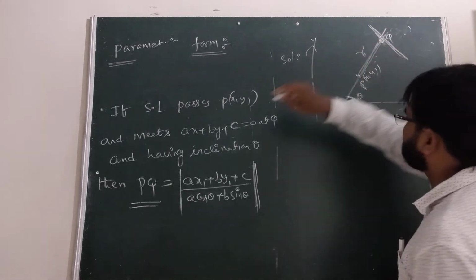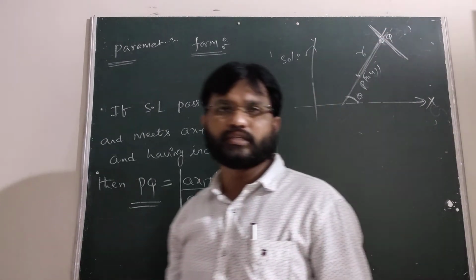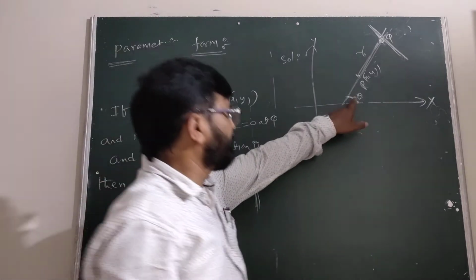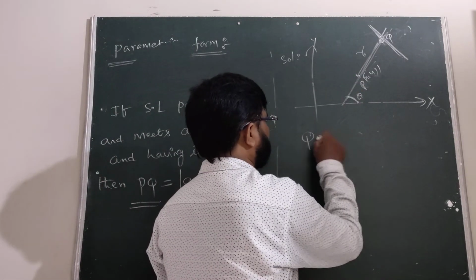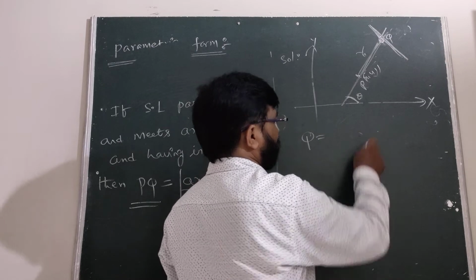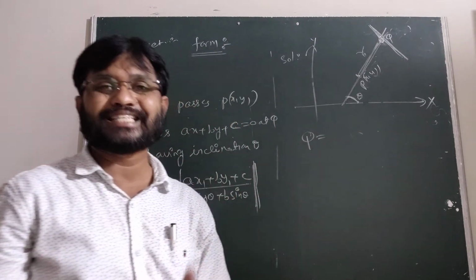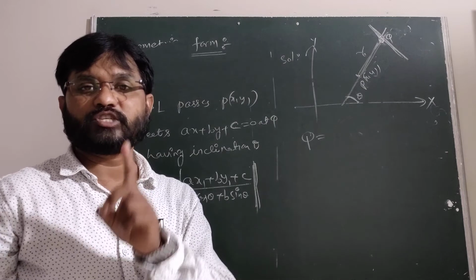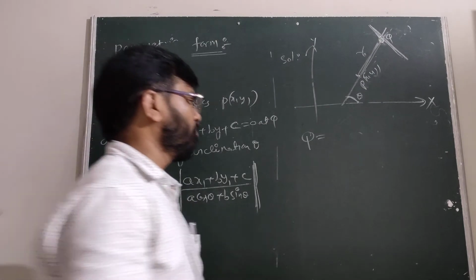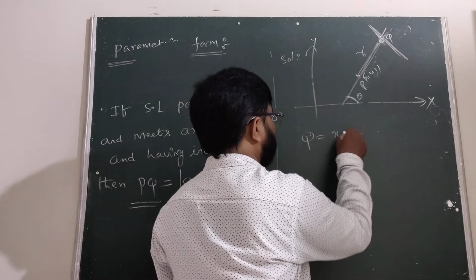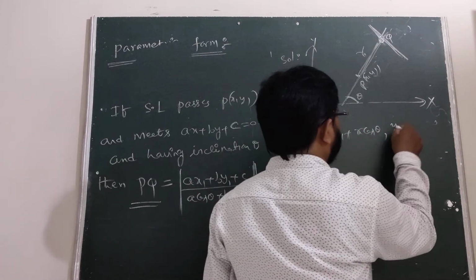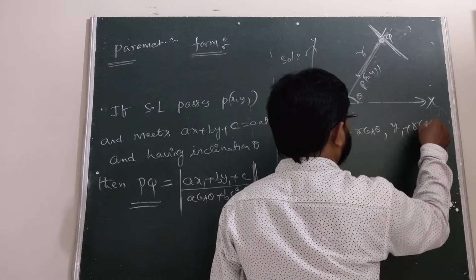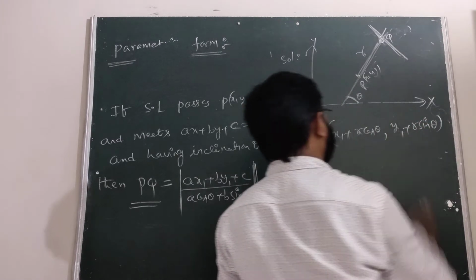We are taking the distance PQ as r, with inclination theta. How to find Q? Q is a point. Just now we know the parametric form: small x, y is x1 plus mod r cos theta, y1 plus mod r sin theta. You can take mod r as r.